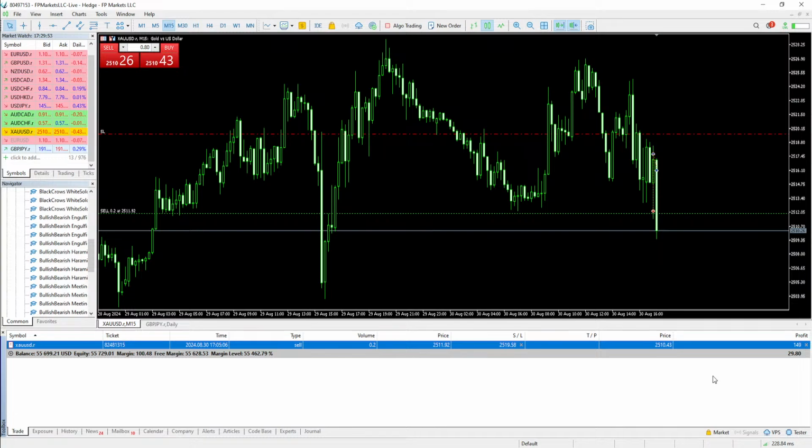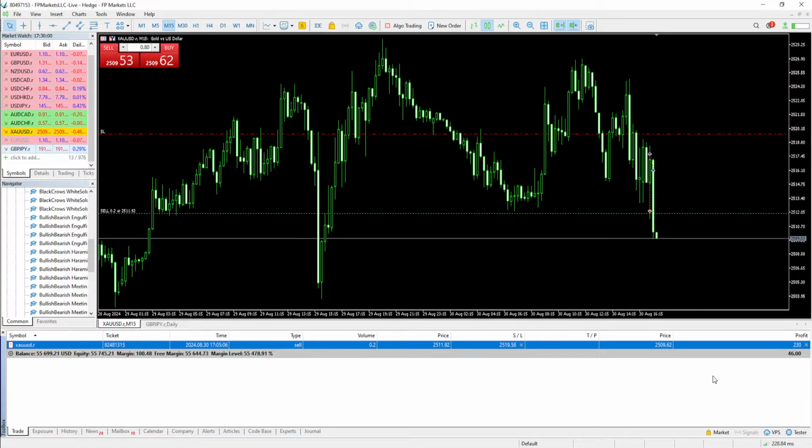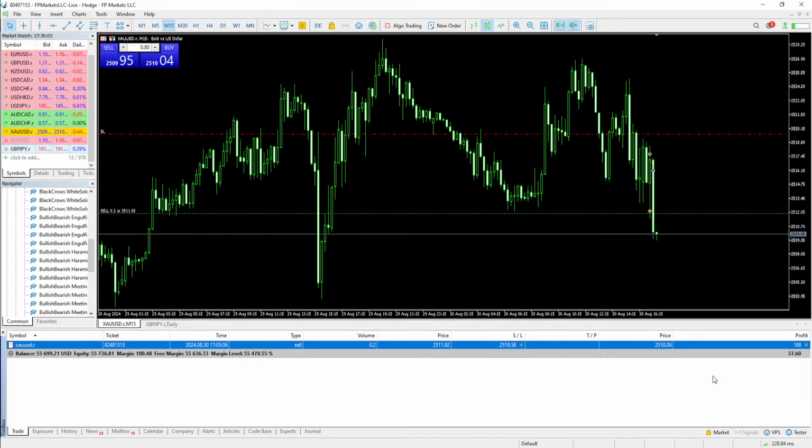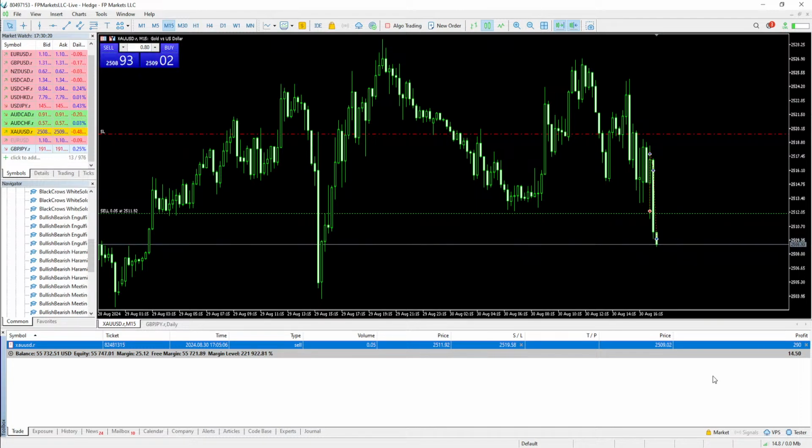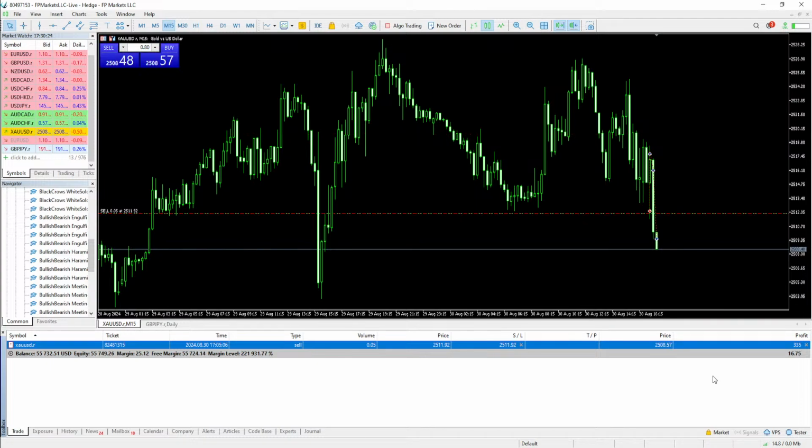So I'm not securing anything right now. Like in 25 pips, I'm gonna secure some position. Okay, at this point of time, I have closed more than 50% of the trade. And what I'm gonna do is I'm gonna keep my stops at break even now. 2511.92. Yeah. So my stops have been placed at break even.